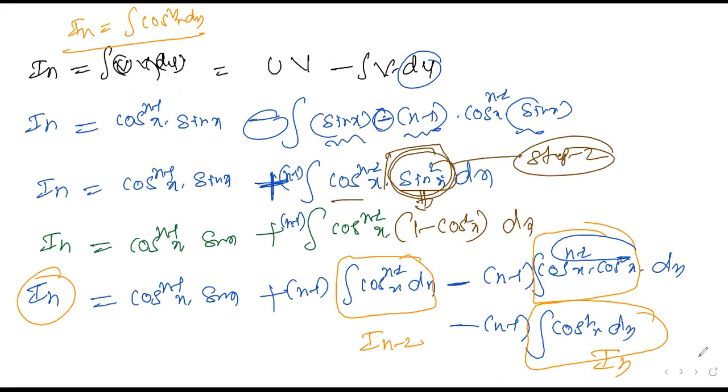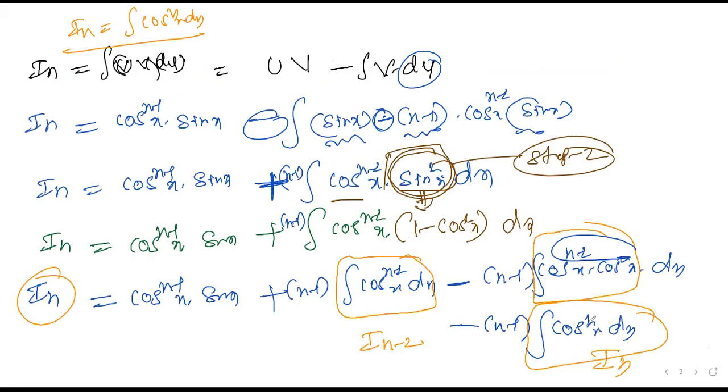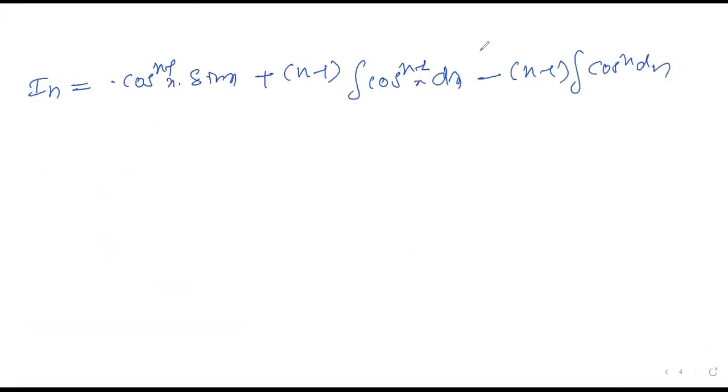In is equal to cos power n minus 1 x into sin x plus n minus 1 into integration cos power n minus 2 x into dx minus n minus 1 into integration of cos power n x into dx. This is the previous step that I copied. So I told you just now, this you can write as I(n minus 2). This you can write as In.